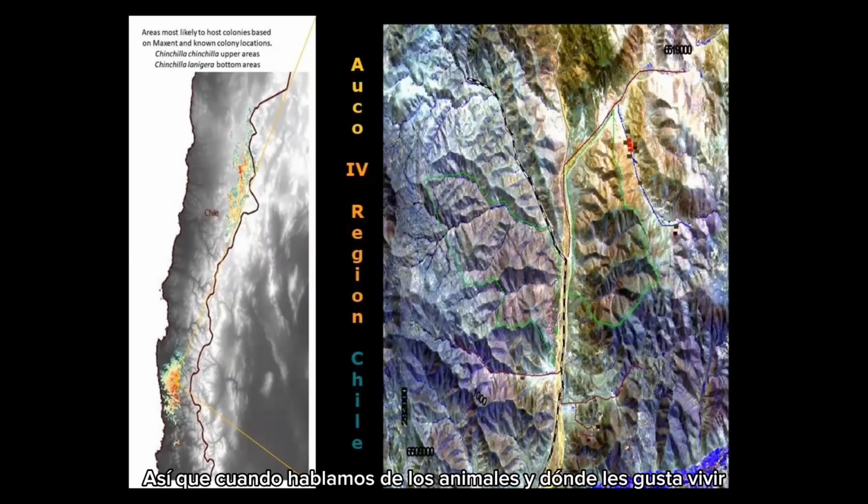So when we talk about the animals and where they like to live, we use different techniques. Micro techniques, where you're out there with a trapping grid, you're measuring vegetation, you're using smoke cards. That's on a really fine scale. And then we can go out to these larger scales and use different programs and tools with advancements.